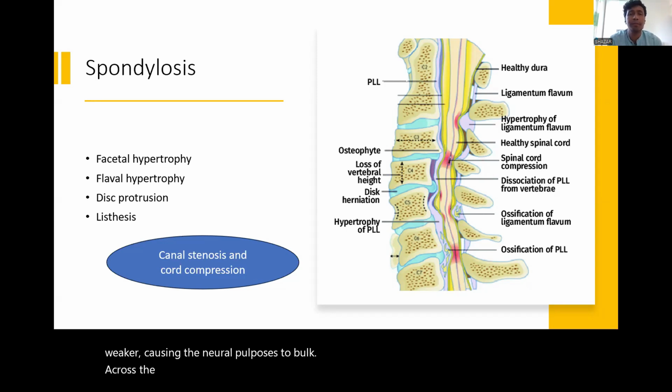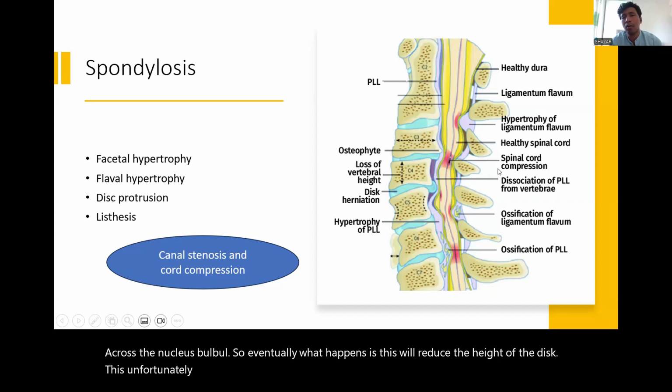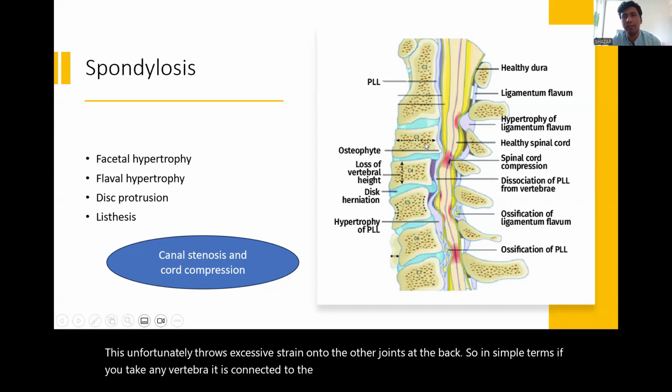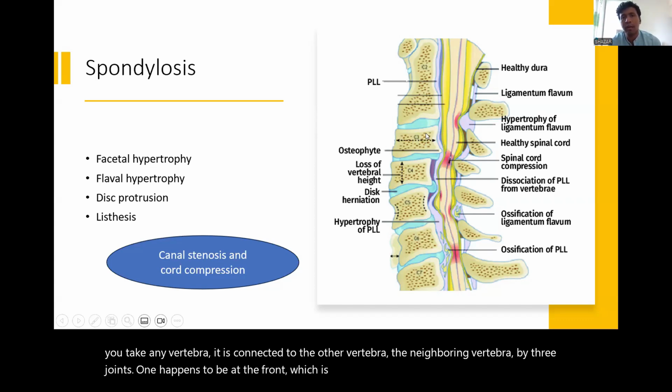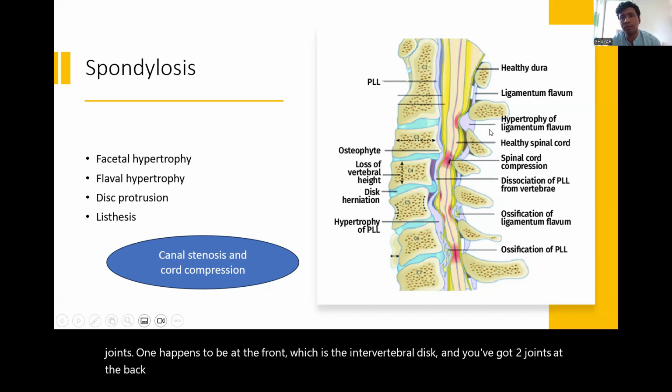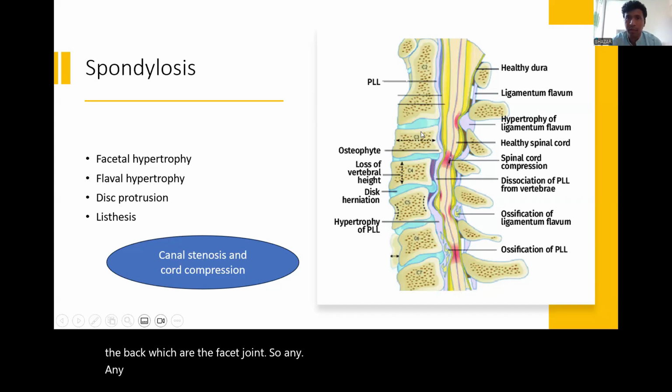So eventually this will reduce the height of the disc. This unfortunately throws excessive strain onto the other joints at the back. So in simple terms, if you take any vertebra, it is connected to the neighboring vertebra by three joints. One is at the front, which is the intervertebral disc, and you've got two joints at the back, which are the facet joints. So any problems with the intervertebral disc will throw an excessive force onto the two joints at the back, and they will eventually be subjected to osteoarthritis.